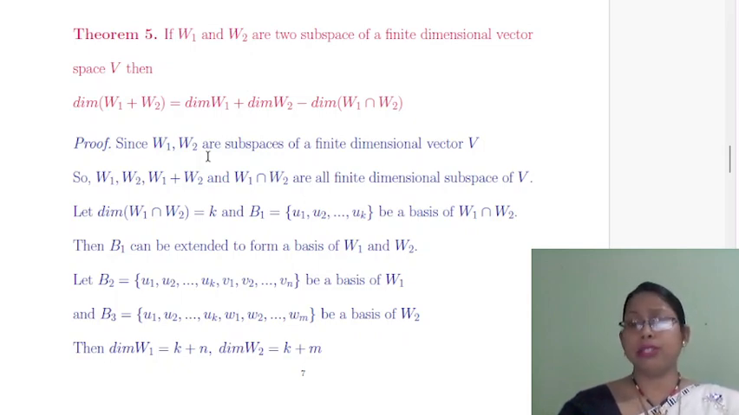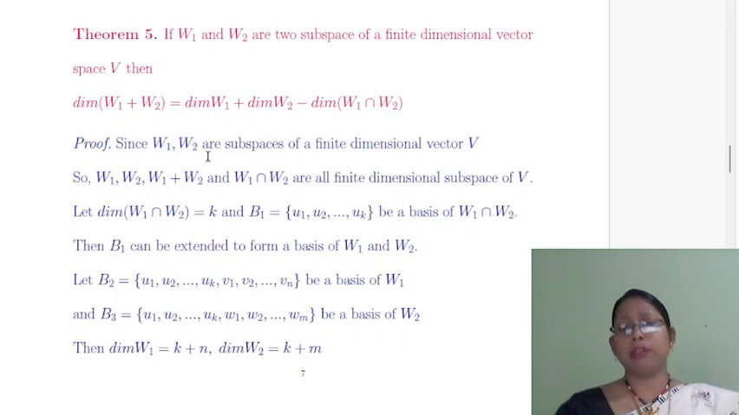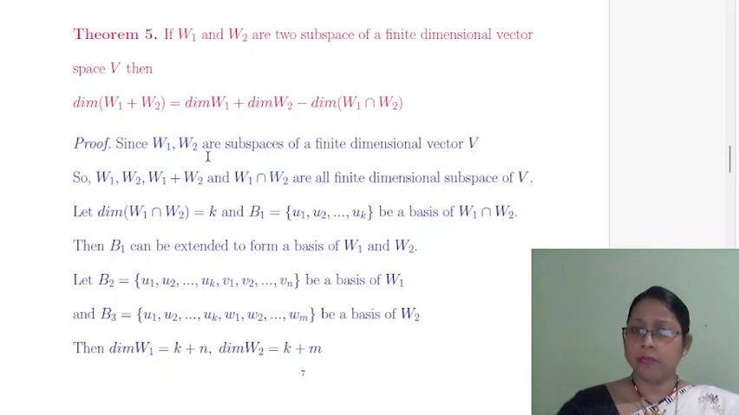Since W1 intersection W2 is contained in both W1 and W2, and B1 is a linearly independent set generating W1 intersection W2, this B1 can be extended to form a basis of W1 and W2 by using the extension theorem. So we consider the set B2 consisting of elements u1, u2, ..., uk, v1, v2, ..., vn be a basis of W1, and B3 equal to u1, u2, ..., uk, w1, w2, ..., wm be a basis of W2.